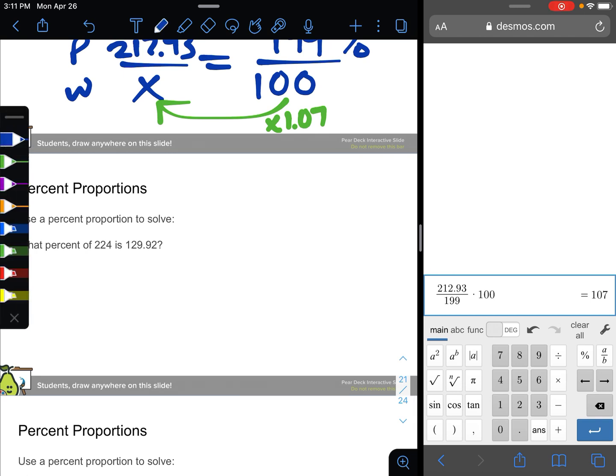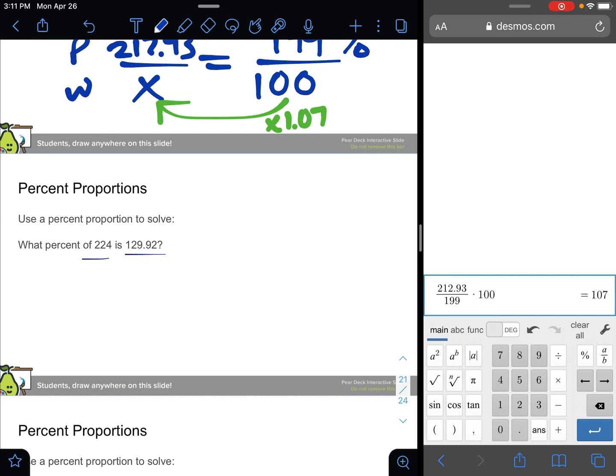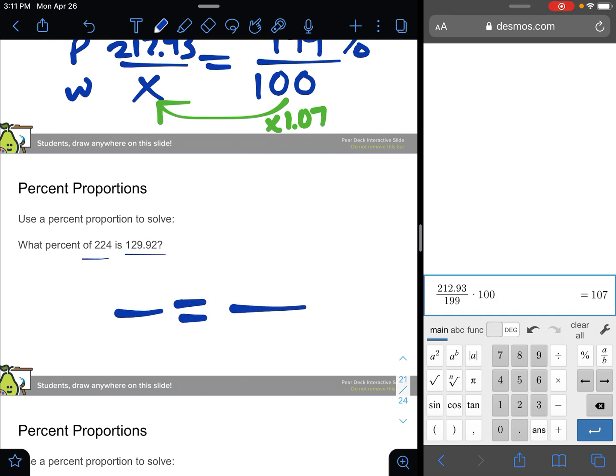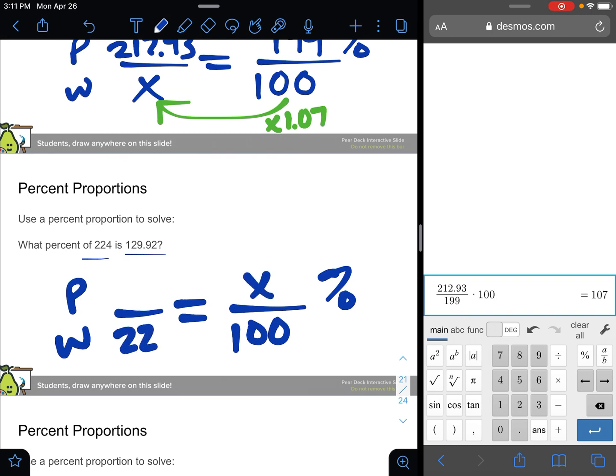So for this one here, what percent of 224 is that? So of and is here. Let me just get back to my marker. So part over whole, percent out of 100. We don't have the percent this time. Of is our keyword for the whole. Is is the keyword for the part.